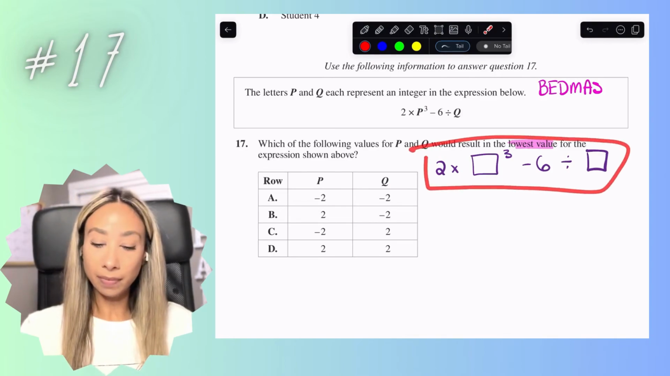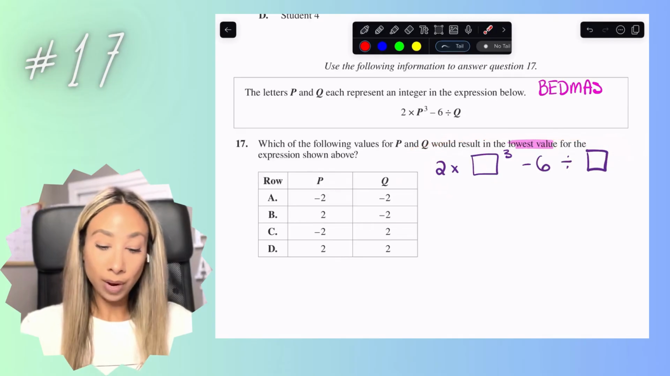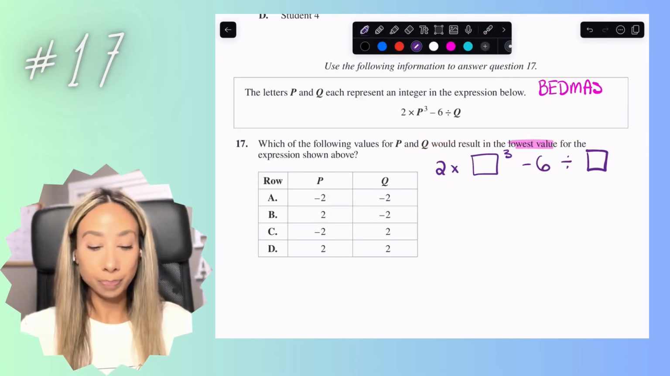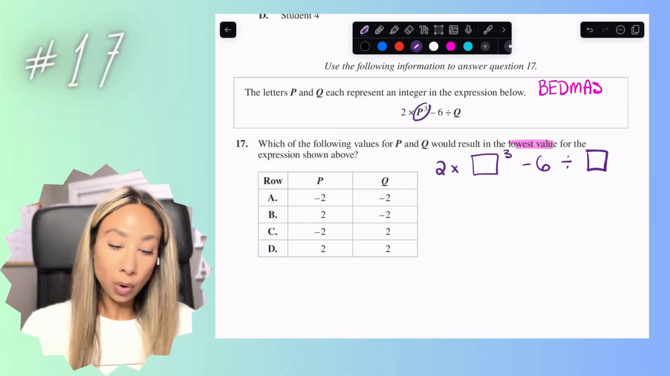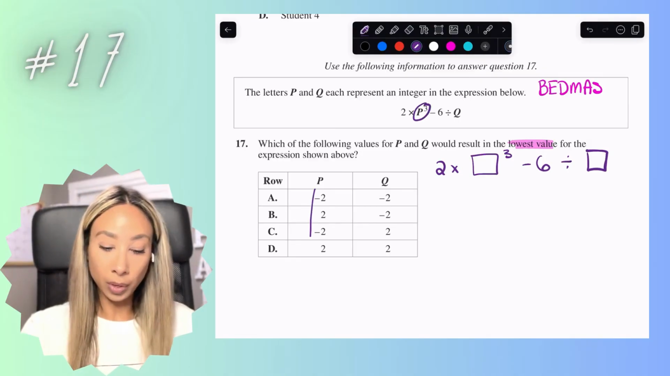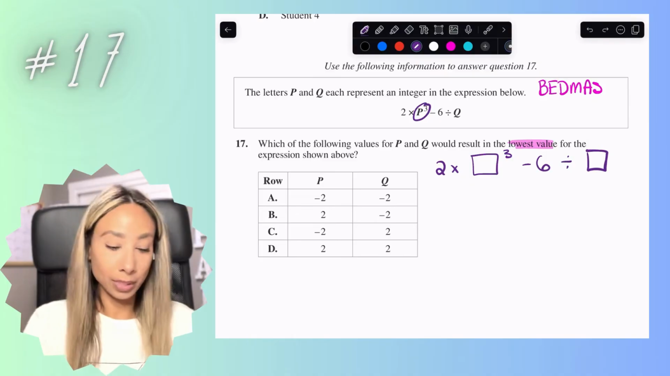So what I did here is I made a template that we can fill out with whatever it is that we decide for P and Q to be. So before we get into it, I do want to show you two things. So we know P is going to be cubed, and we know P is either going to be positive 2 or negative 2. So I'm going to show you how that works when it comes to thinking about the sign.